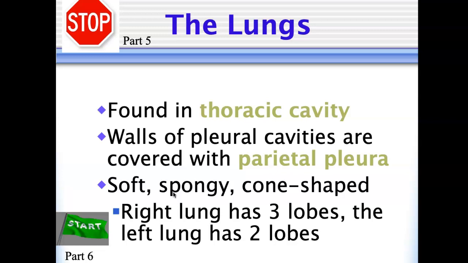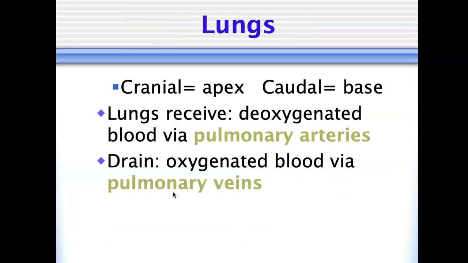So these organs are soft, spongy, cone-shaped, and we know that the right lung has 3 lobes, whereas the left lung is limited to only 2 because of the location of the heart. We think of the apex as being cranial and the base being caudal, which sort of makes more sense in my brain than the heart, which is sort of the other way around, because the larger section of the heart is the base, which is superior, but not here.